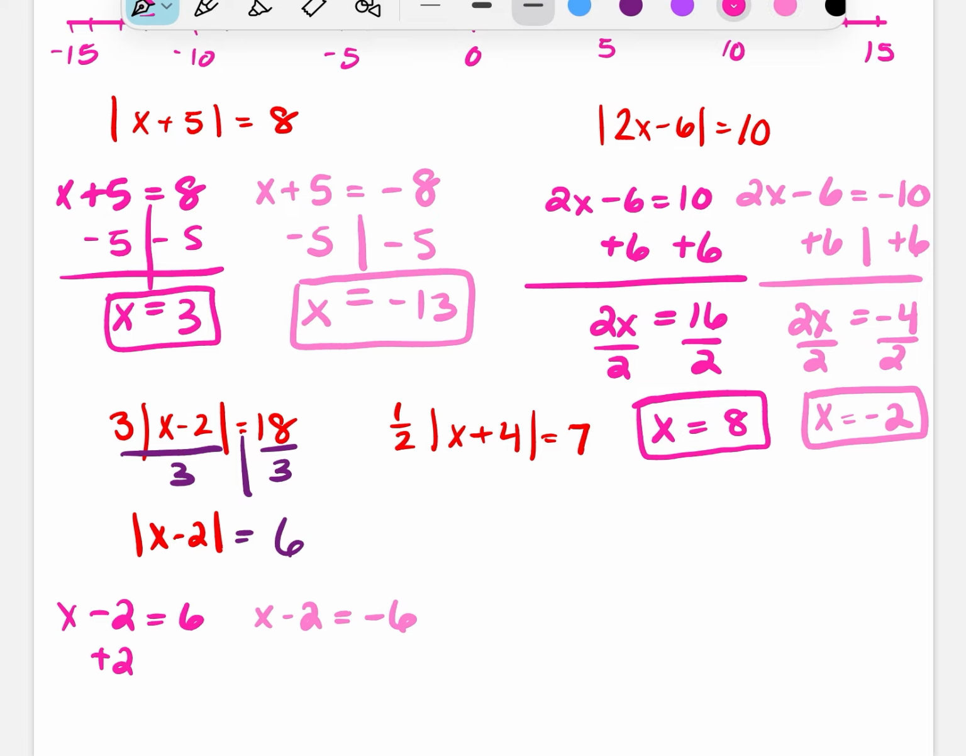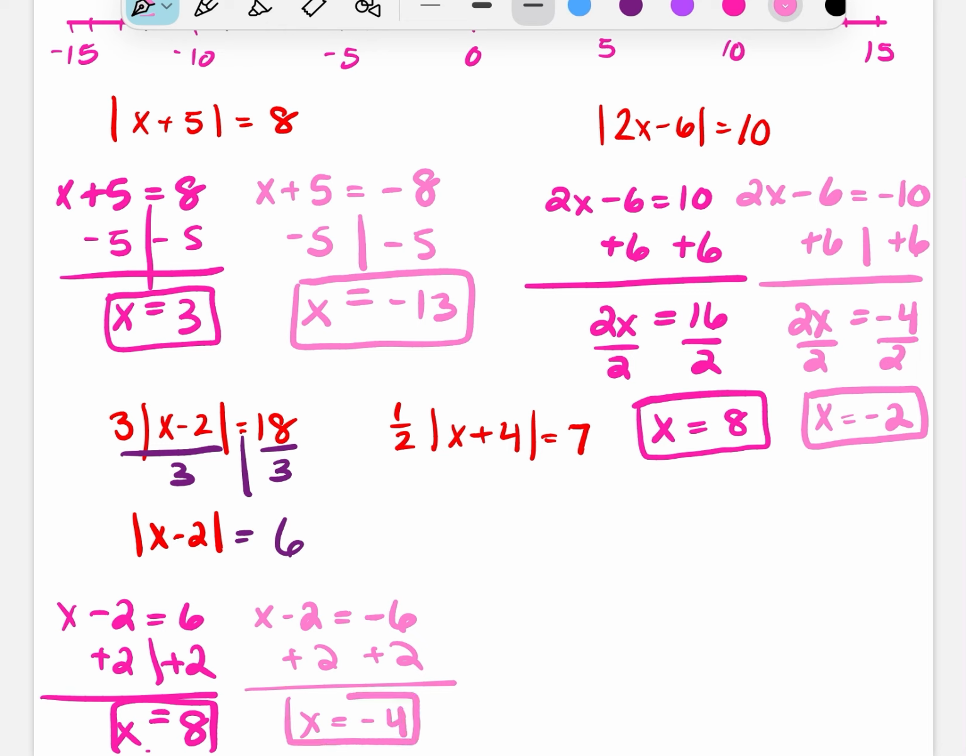Add 2 to both sides of my equal sign. X is equal to 8. X is equal to negative 6 plus 2 is negative 4. 6 minus 2 is 4. Negative 6 means our answer is negative.